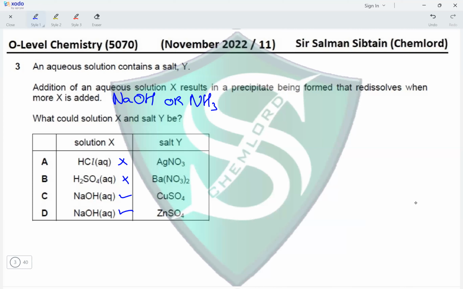If it's NaOH, so the precipitate formed could be that of Al3+ and that of Zn2+, because both these ions will form hydroxides that form a precipitate on adding NaOH dropwise, which will dissolve on addition of NaOH in excess. So option C has copper sulfate present. Copper sulfate in NaOH will form a blue precipitate that will not dissolve on addition of excess NaOH. So this is the wrong option. And option D has zinc sulfate containing zinc ions, which is the correct option. So for this question, option D is correct.